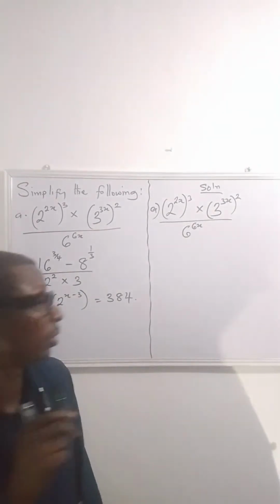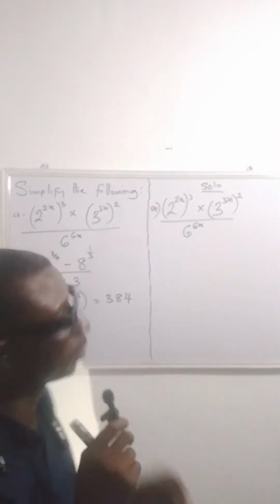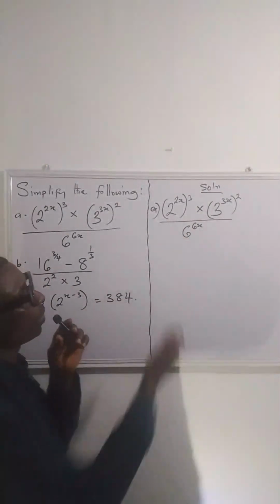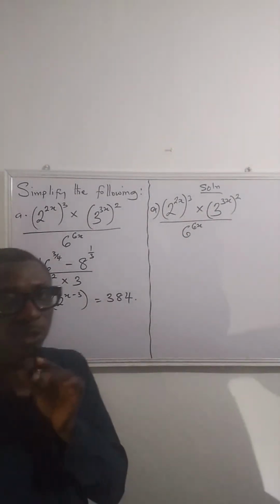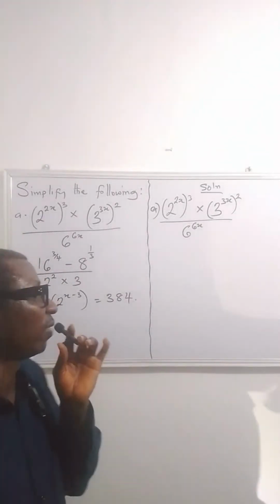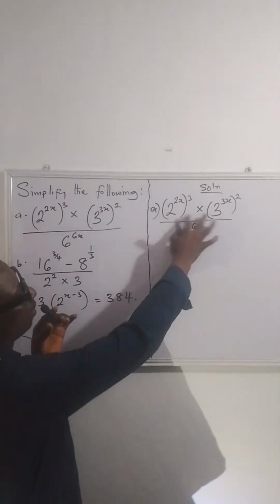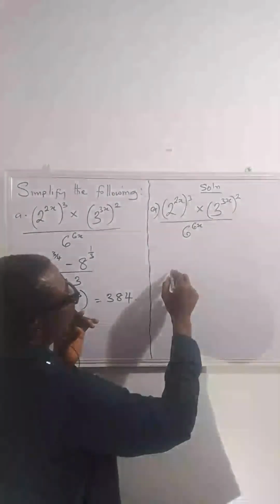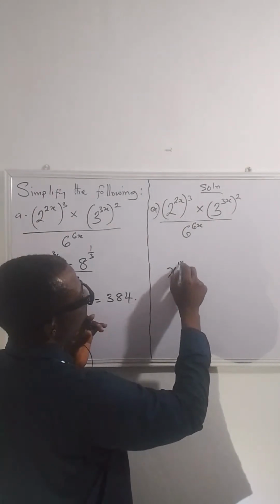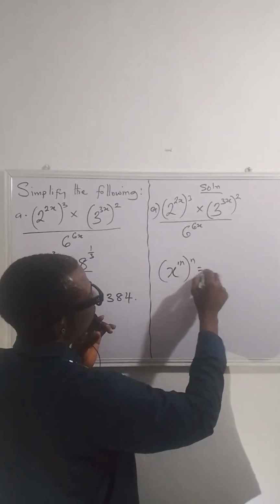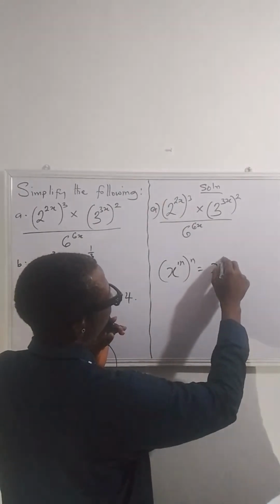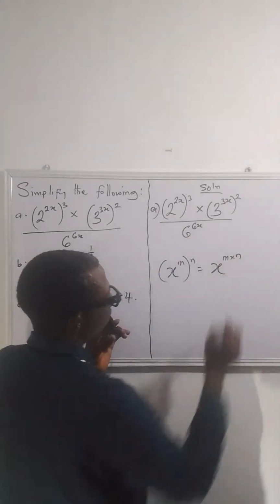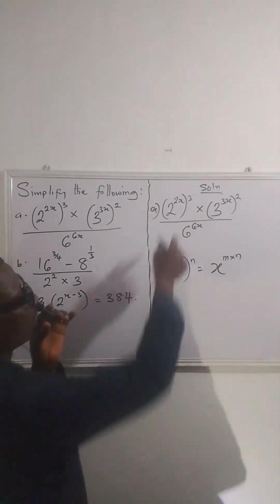All right. Okay. So now let's look at the problem we have here. So we have to simplify this. What we have here is an indicial expression. So we are going to simplify this. So now look at what we have here. Look at the numerator. We are going to be applying this law of indices. Whenever you have x raised to the power of m, raised to the power of n, the result is going to be x raised to the power of m times n. So this is the law we are going to be applying here.